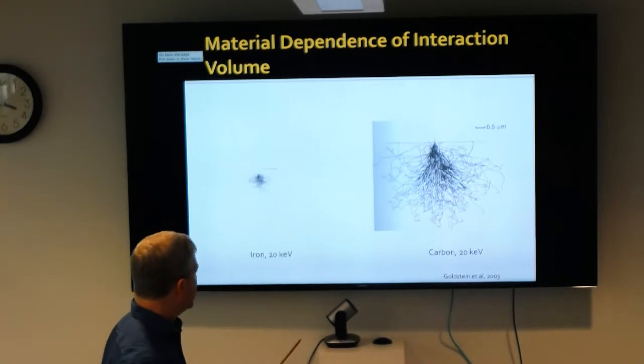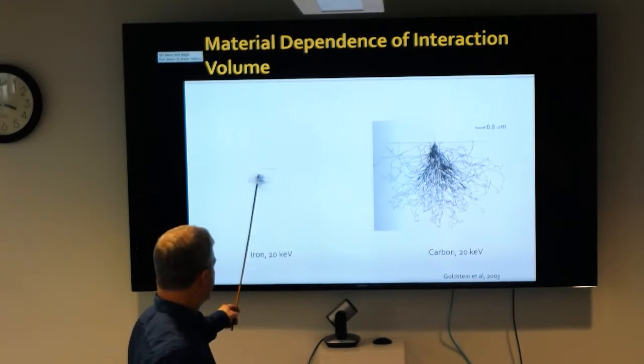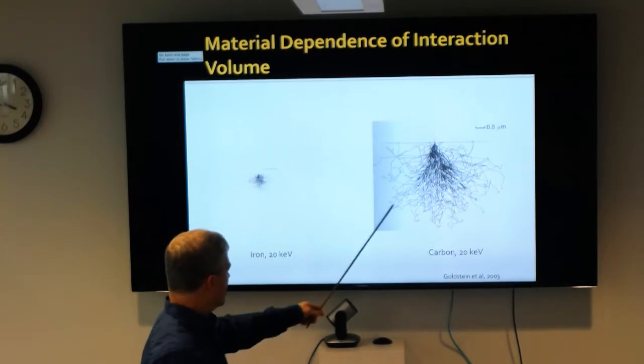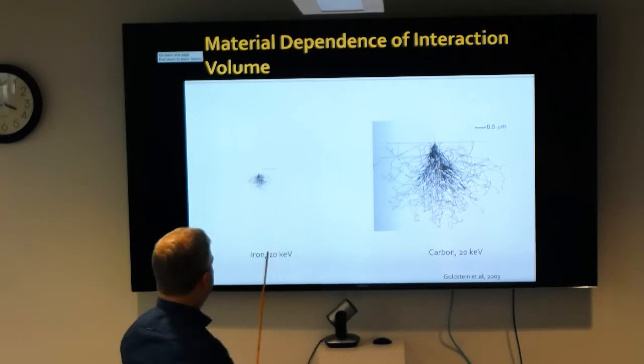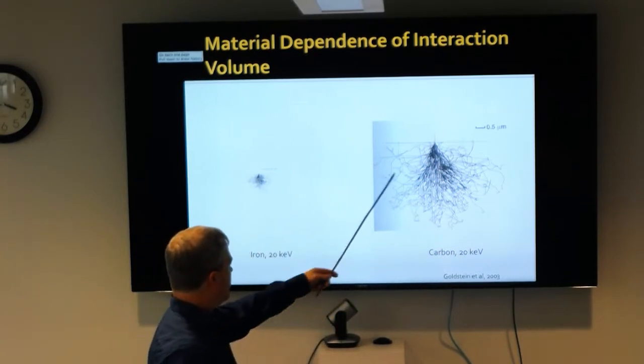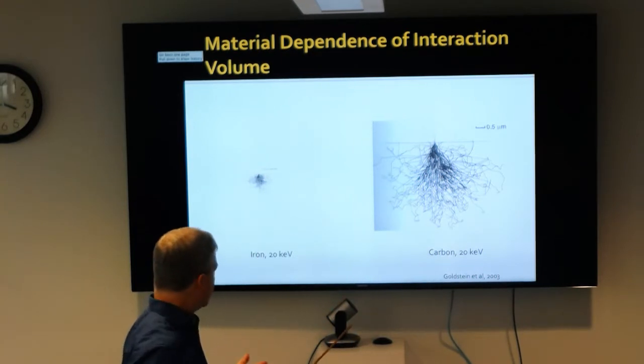There's also a strong material dependence of it. So this is the same sort of Monte Carlo simulation in a heavy metal material, iron versus carbon. These are the 0.5 micron scale bars. So it penetrates quite a bit more into carbon than into iron. So that's also a consideration.